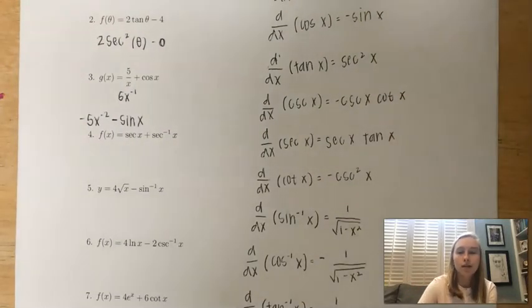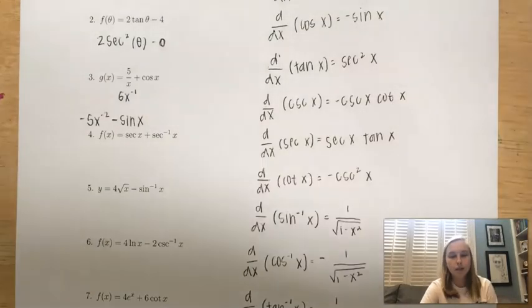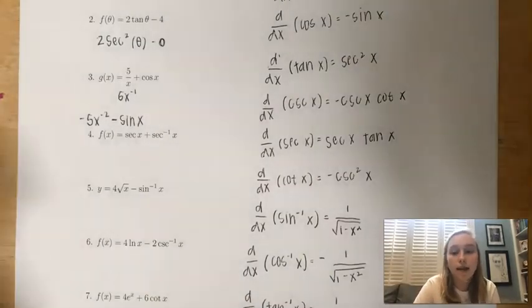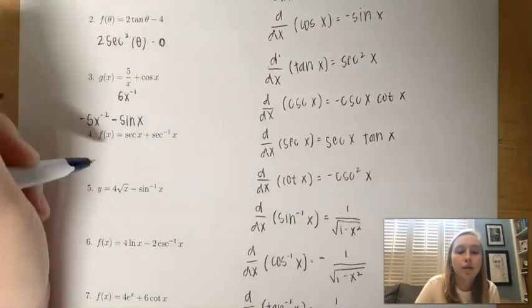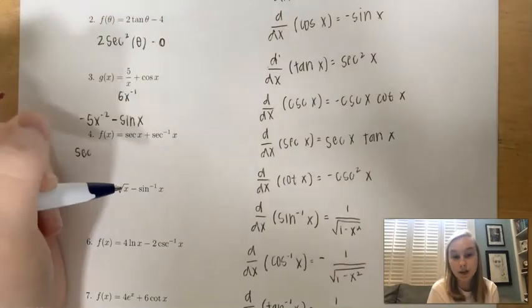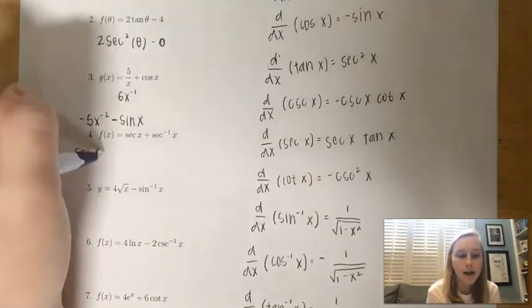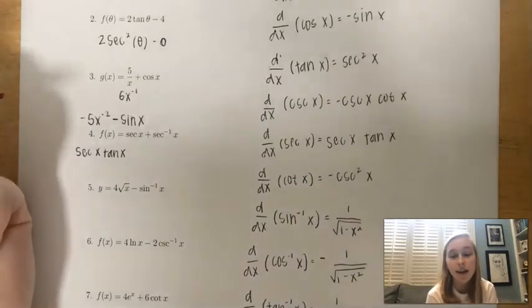Number 4. So number 4, the function is secant x plus inverse secant x, or arcsecant x. You'll hear both. You'll see it written out as both. So this one, not too bad. It's literally just the trig identities that I wrote to the right. So it's secant x. The derivative is secant x tan x, or tangent x. So that's not too bad. You just have to memorize it. I'm sorry, it's not fun.